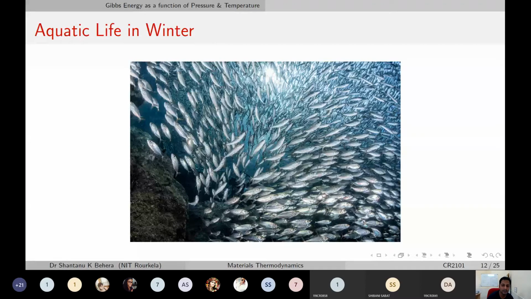What do I mean by this? A National Geographic photograph: deep inside some lake where the temperature is sub-zero. Well, it's a negative temperature out here. But then the fish or the aquatic life is able to survive here, beneath the water surface, and the lake is completely frozen. So how is it possible?